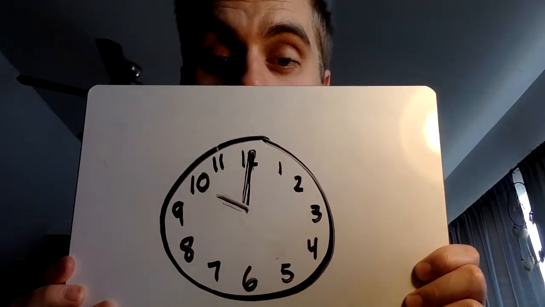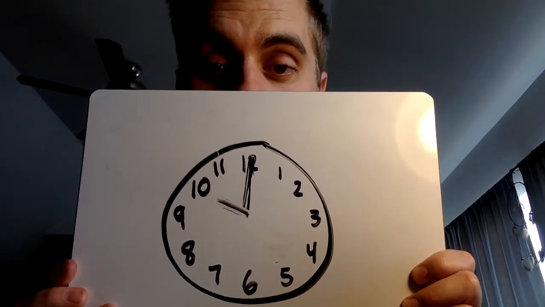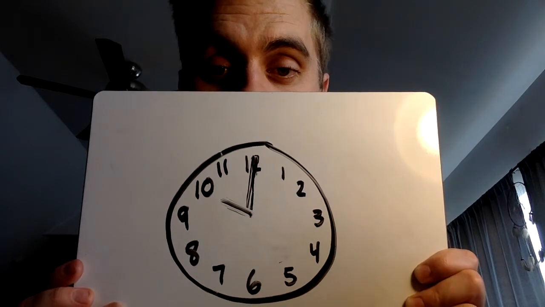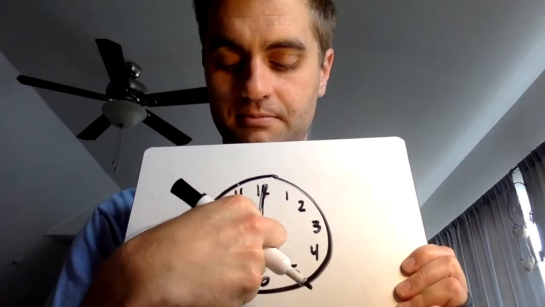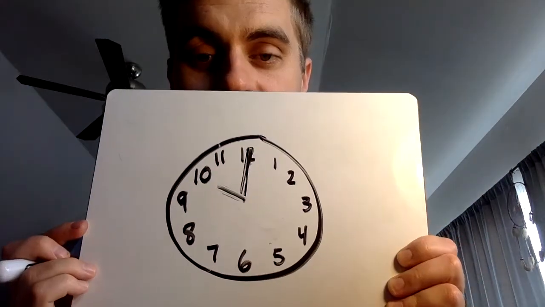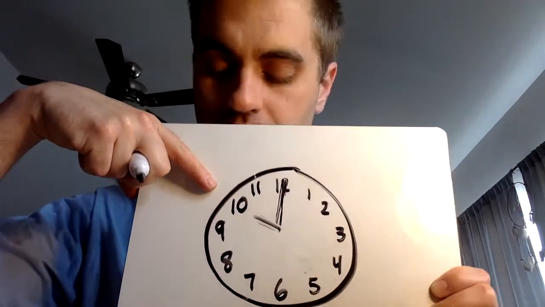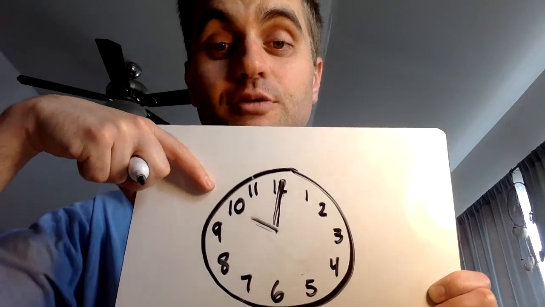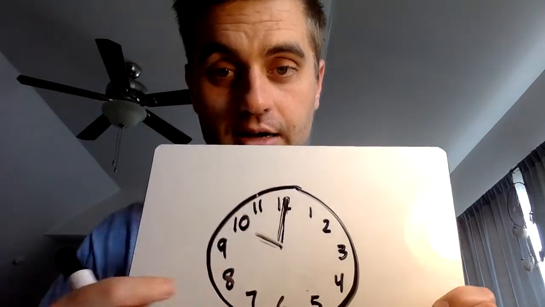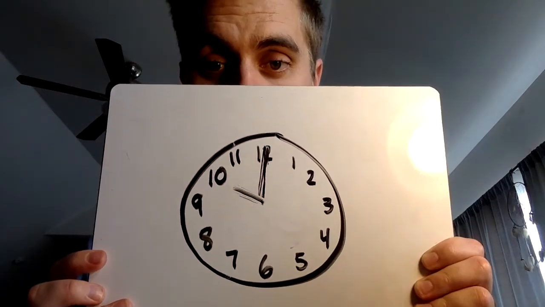All right, one more example. Notice how the minute hand is pointing up, so we would say o'clock. But I want you to figure out, what is the hour? Where is the hour hand pointing? This is the hour hand here. What number is the hour hand pointing to? The hour hand is pointing to the 10. So we would say 10 o'clock.